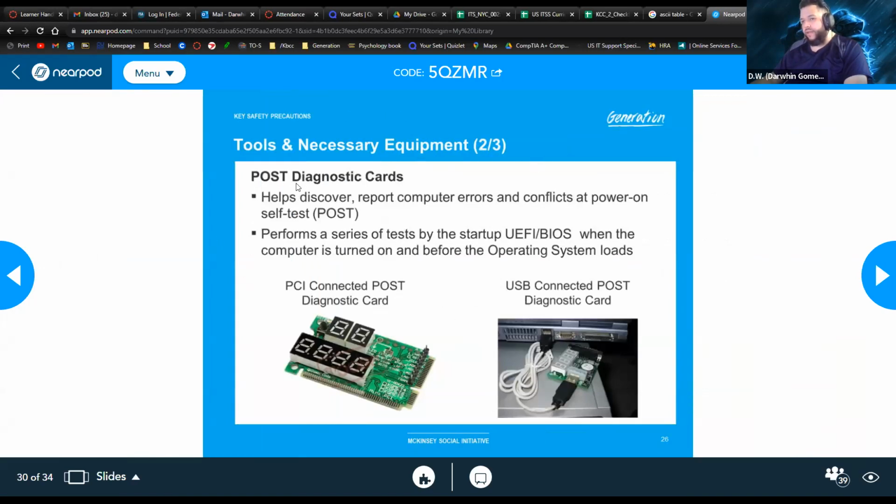POST diagnostic cards, right? POST stands for Power On Self-Test. That's what POST stands for. And this helps discover computer errors and conflicts while your system is powering on, right? And then it performs a series of tests during the startup, during the BIOS startup, when the computer is turned on, and before the operating system loads. Okay, so this is what it would look like.